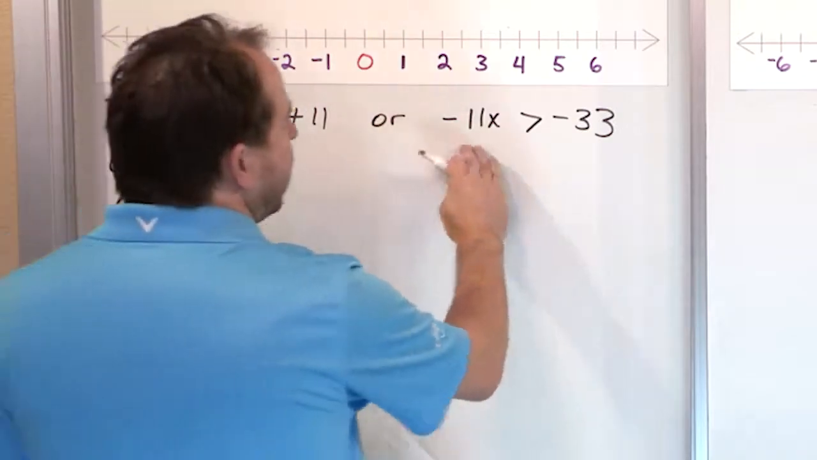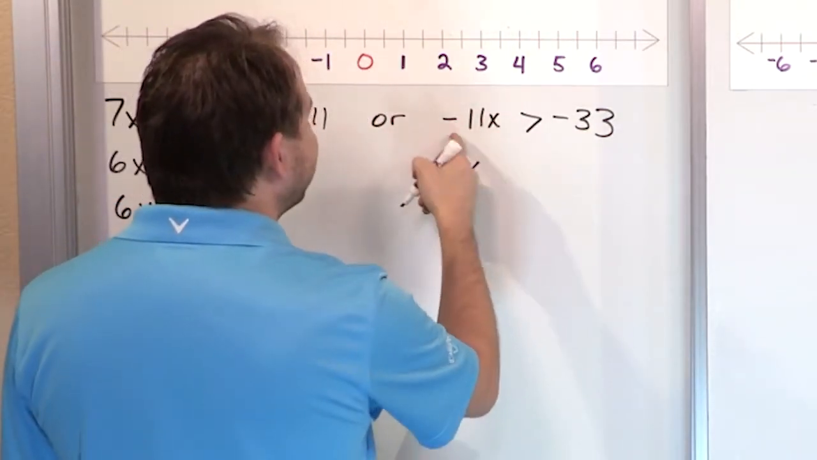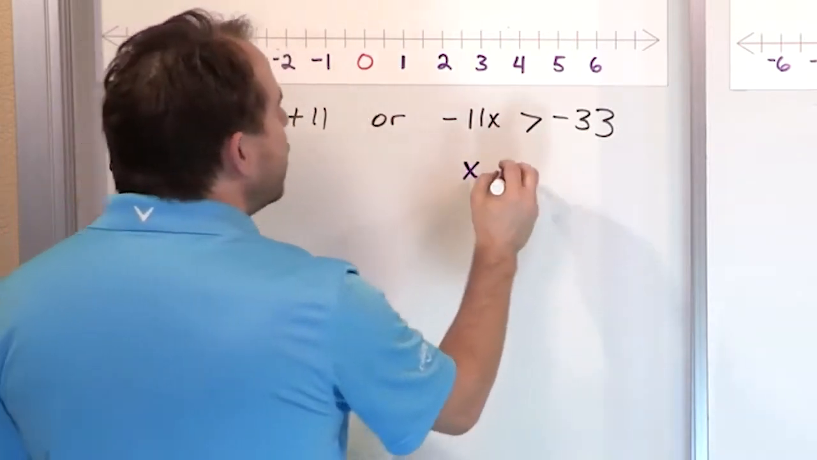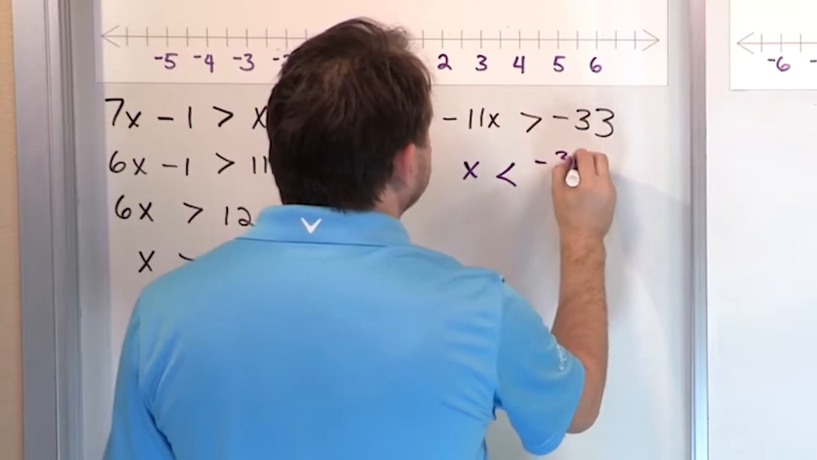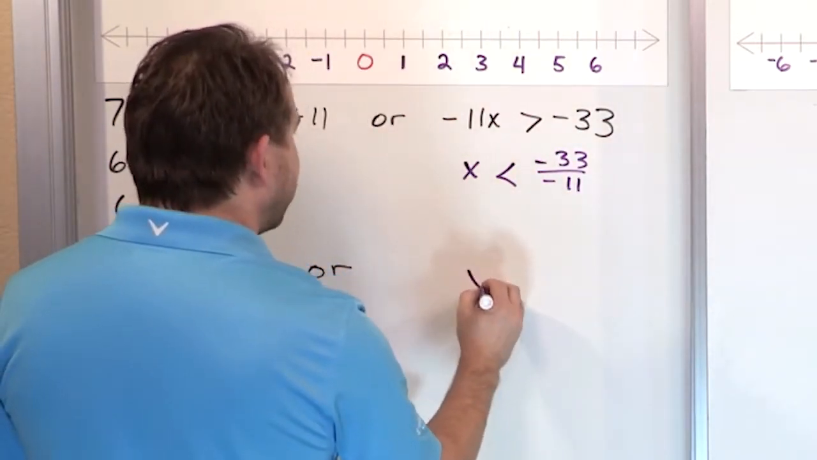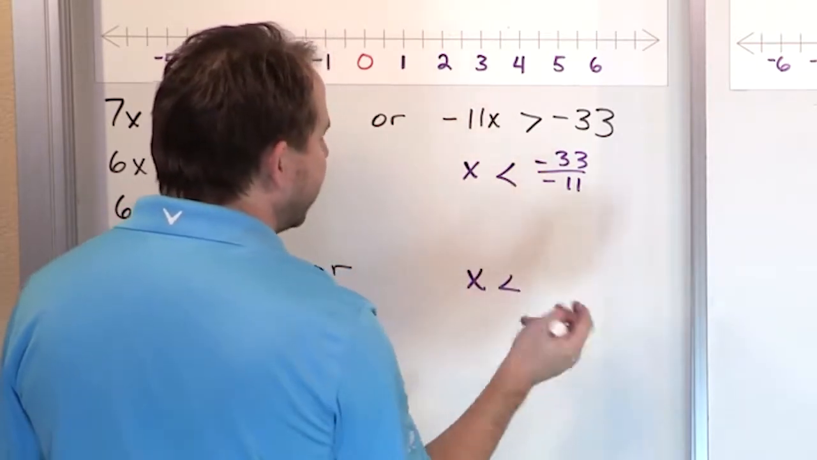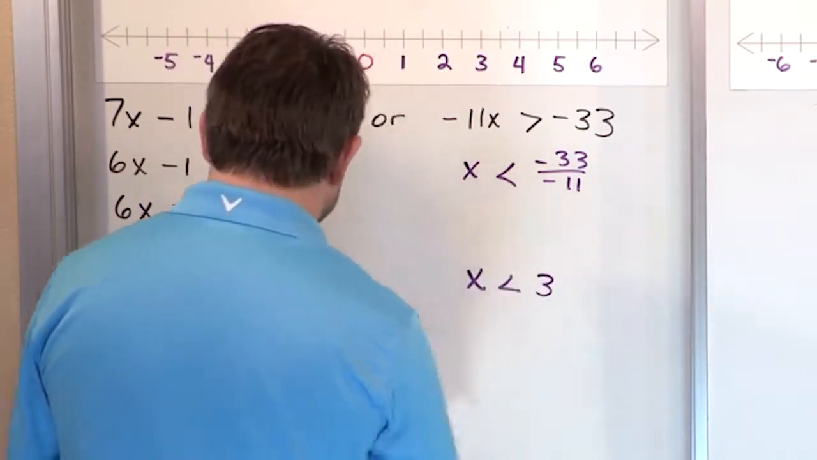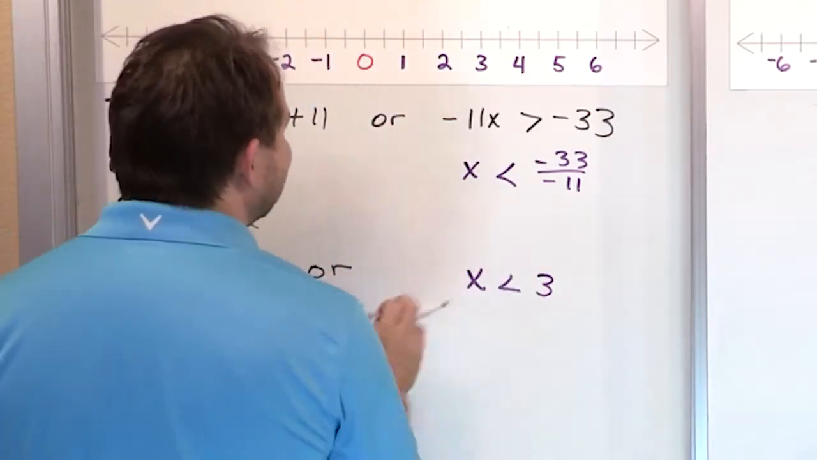So what do we have here? It's already almost done. All we have to do is divide by the negative 11. When we divide by the negative 11, we'll have to flip the sign of this inequality. Then we'll have negative 33 divided by the negative 11. It'll be x less than positive 3, because negative divided by negative is positive. So we have x greater than 2 or x less than 3.